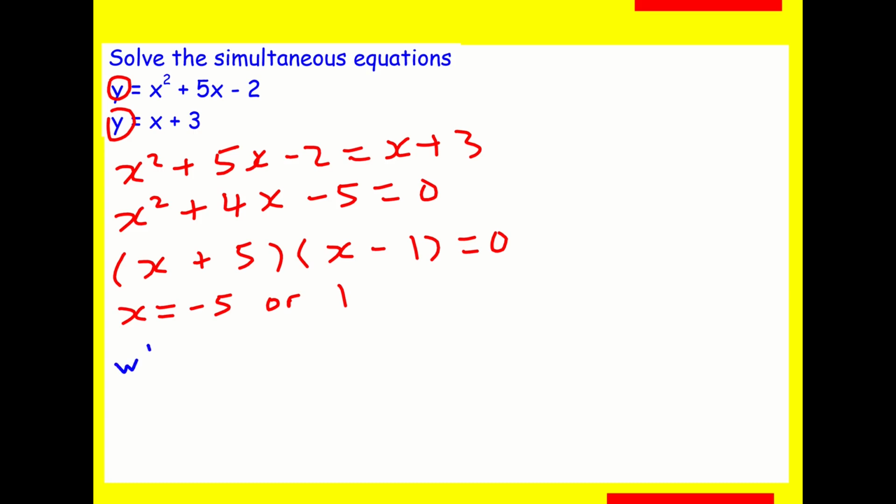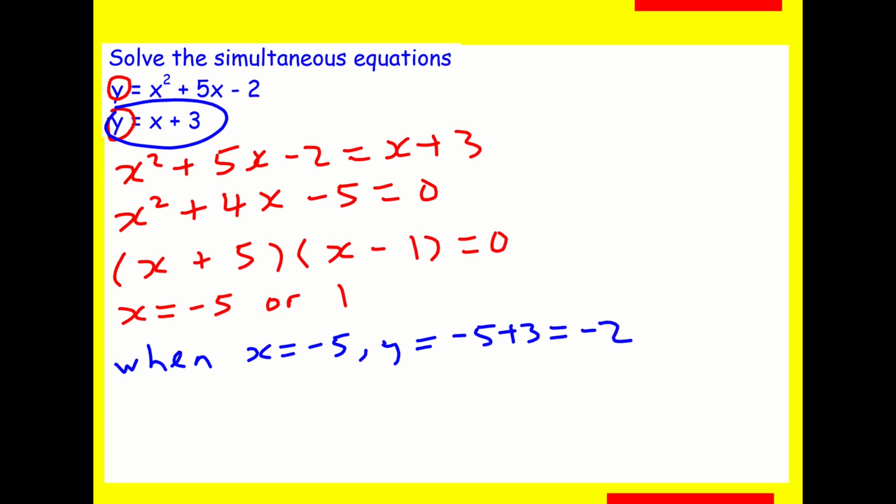And now my recommendation is to just deal with it one at a time. When x equals minus 5, y is going to equal, and again, substitute it back into the simplest one, this one here, minus 5 plus 3, which is minus 2.